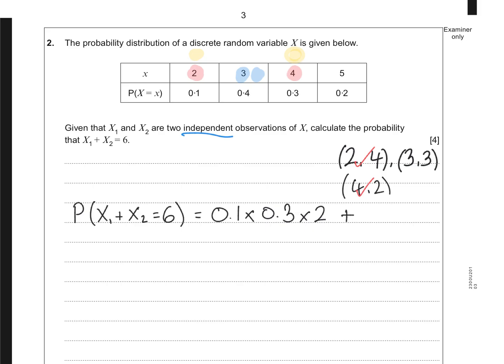Or I could have a 3 and a 3. The probability of getting the first 3 is 0.4. The probability of then getting another 3 is again 0.4. So that first term there is 0.06. The second term is 0.16. So we get an answer of 0.22. Okay, that's a really nice 4 marker there. Moving on.